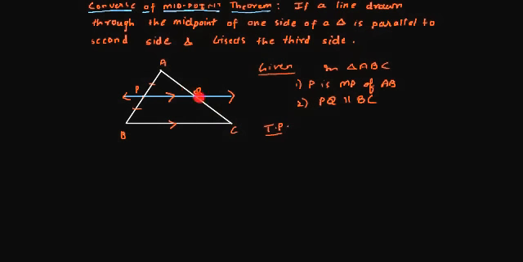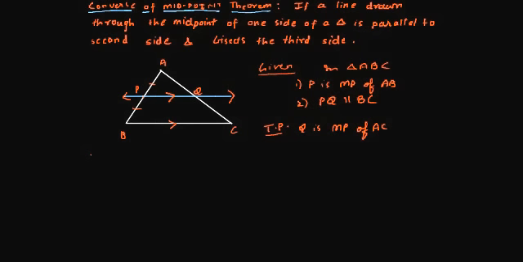That means these two parts will be equal. That will be the conclusion. So what we can conclude from this is Q is midpoint of AC. Okay, that is your converse of midpoint theorem.